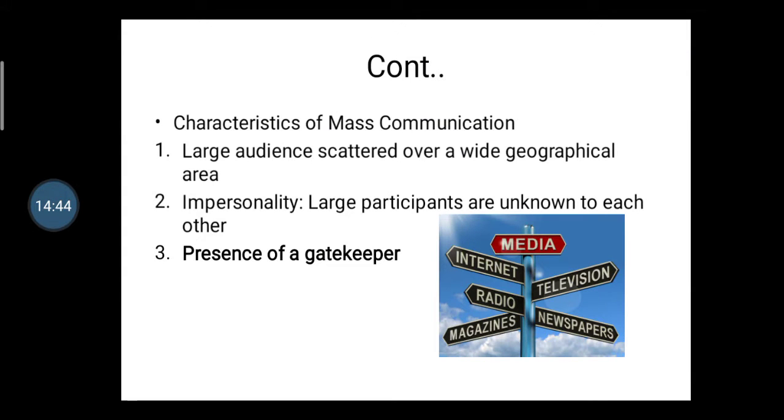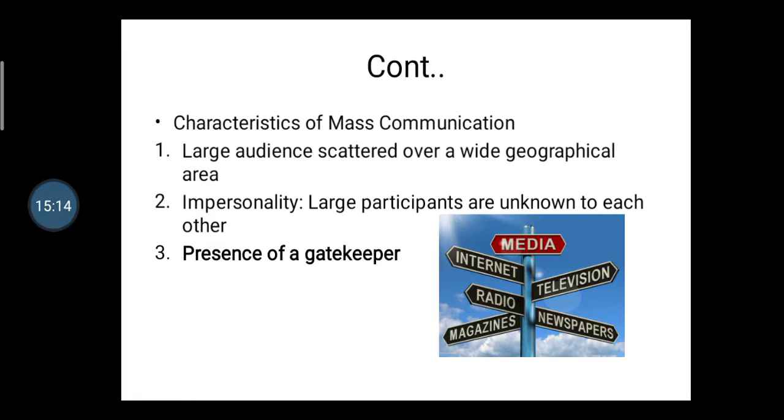Then after, what are the characteristics of mass communication? There is a large audience scattered over a wide geographical area. So mass communication is required when your company is an MNC or blue chip firm. At that time, different countries have different locations, and you require this mass communication.